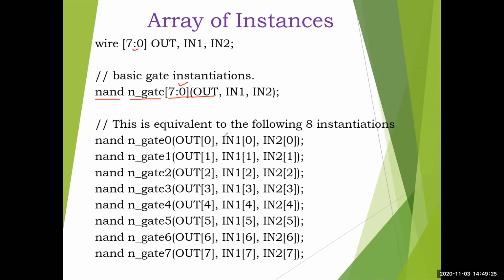Since we are using vectors now, you can easily refer here. For the first gate, output 0, input 0, like that we can refer. Similarly for the 7th one, out of bit 7, in1 of bit 7, in2 of bit 7. Instead of writing these 8 lines, you can write this one single statement, and just add the vector in the declaration. That will reduce the number of lines of code, and there is no change in the meaning.